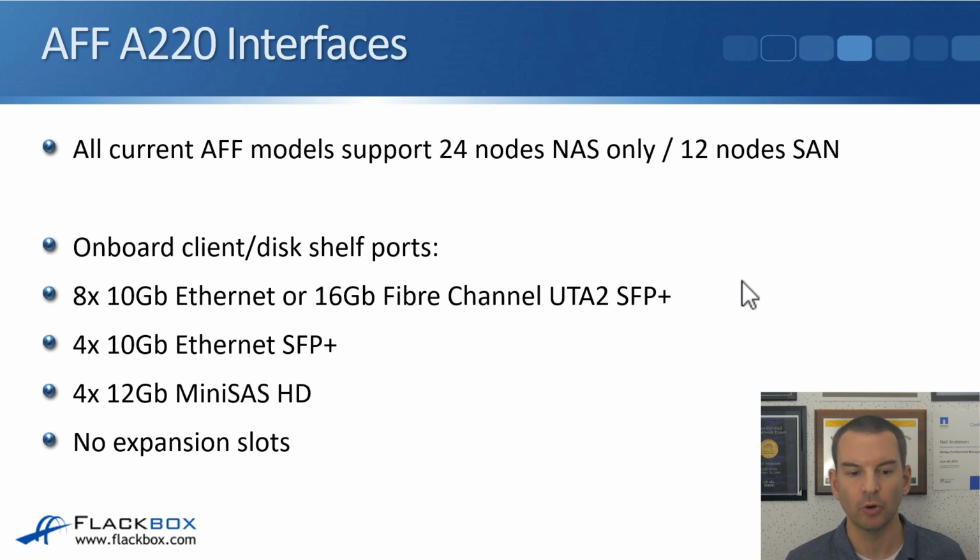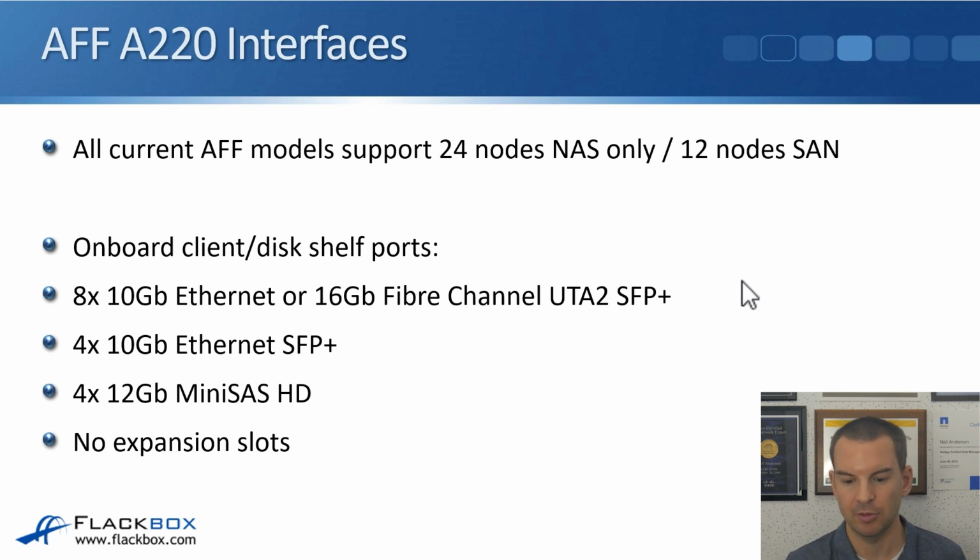There's also 4 10 gigabit Ethernet SFP+ ports, 4 12 gigabit mini SAS HD ports, and the A220 does not have any expansion slots, so it's fixed with those onboard ports. Another thing to tell you here is that all the current AFF models support 24 nodes if you're only running NAS protocols. If you're running SAN protocols or SAN plus NAS, it's up to 12 nodes. So again, I won't say this for every single model. It's the same for all the different models.